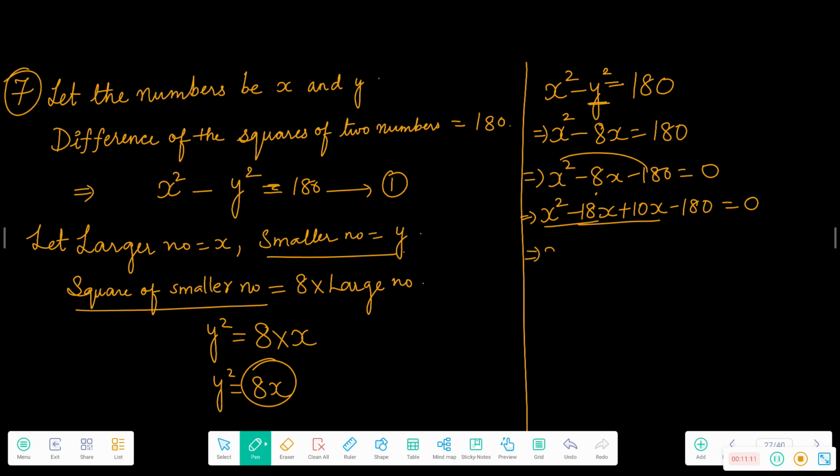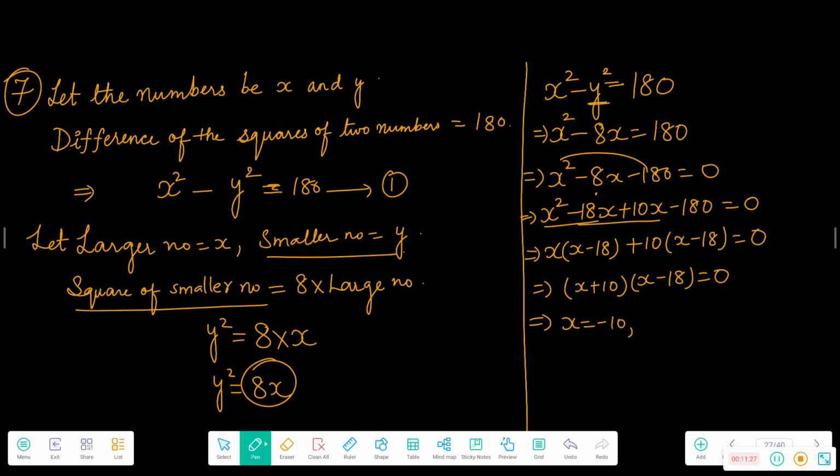In this way we will take x common, x minus 18. If I take 10 common, x minus 18 is equal to 0. So (x plus 10)(x minus 18) is equal to 0. The values of x are x is equal to minus 10 and x is equal to 18. So x cannot be negative, so the value of x is 18 over here.